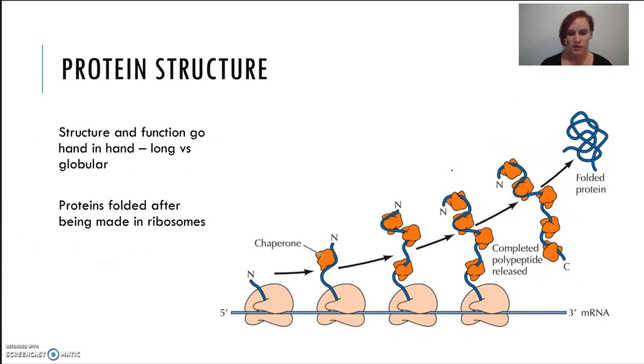Now, structure and function, as I keep saying, go hand in hand. And when we talk about a long protein, like that collagen, that is folded in one particular way versus the globular proteins like the hemoglobin. So there are also chaperone proteins. Oddly, proteins help to make proteins. And once the ribosome makes the polypeptide chain, they help it start folding in on itself.